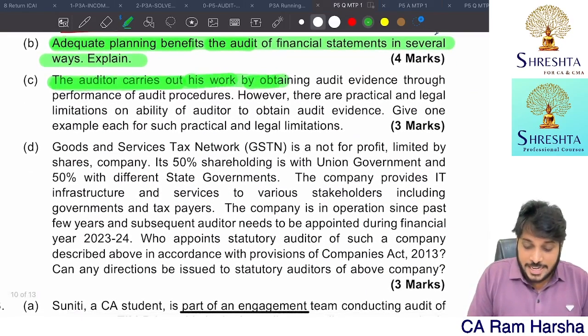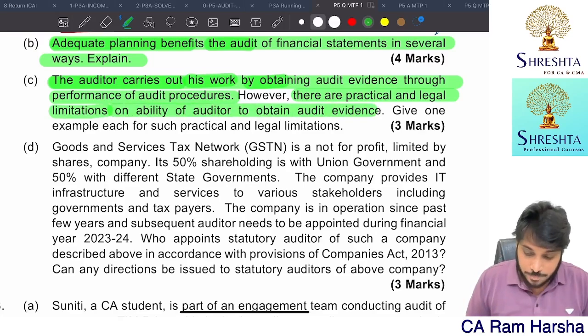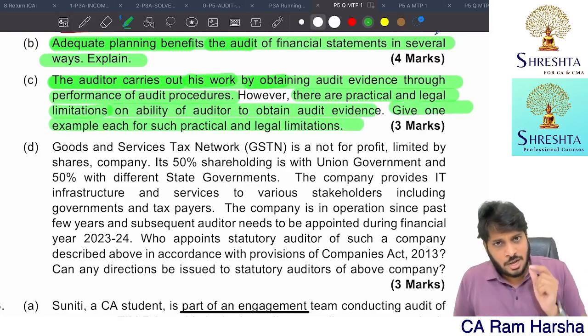The auditor carries out his work by obtaining audit evidence through performance of audit procedures. However, there are practical and legal limitations on the ability of the auditor to obtain audit evidence. Give one example each. Very simple. For practical limitation, what is an example? For legal limitation, what is an example?